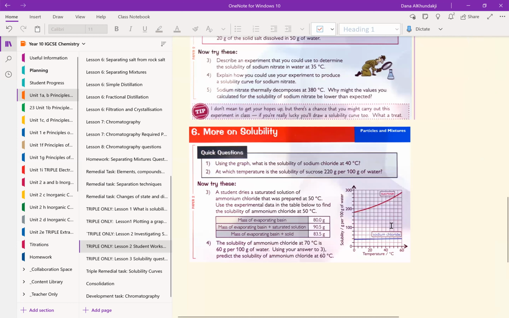These pages, I'm actually going to share them with you for you also to have a look at.